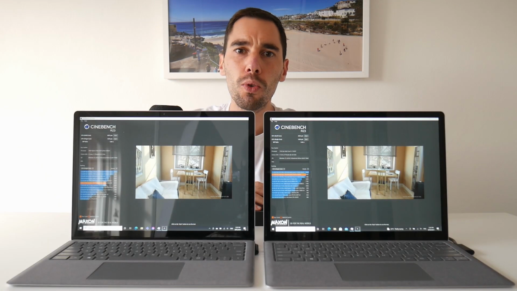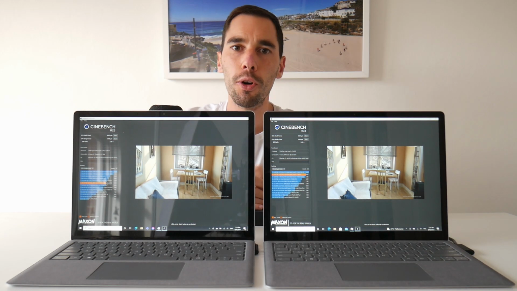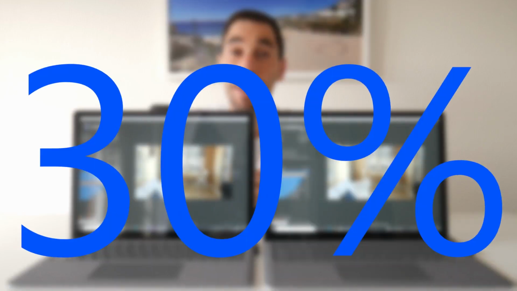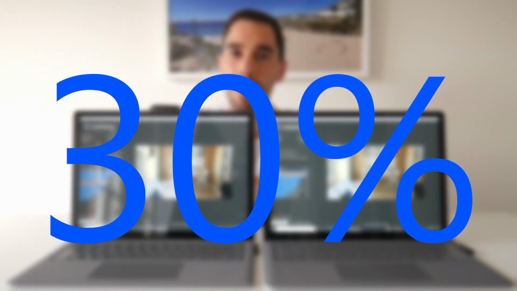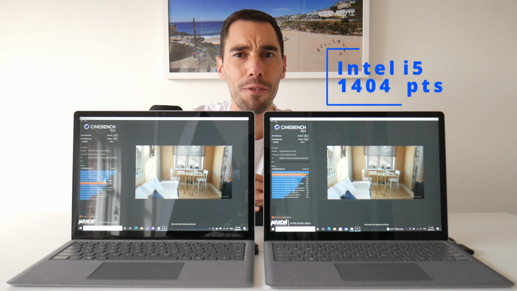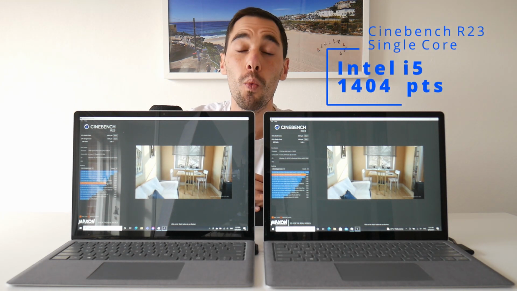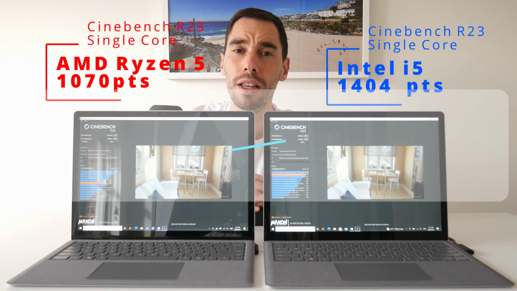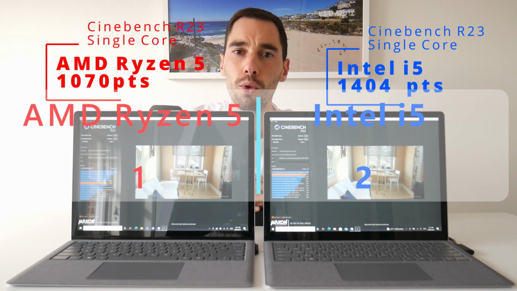Alright, and the single core R32 benchmark scores are in, and like we thought, the Intel beat out the AMD by quite a mile, about 30% increase over the AMD in the single core performance. The Intel scored 1,404 points compared to the AMD's 1,070. So the Intel was a clear winner in the single core performance.